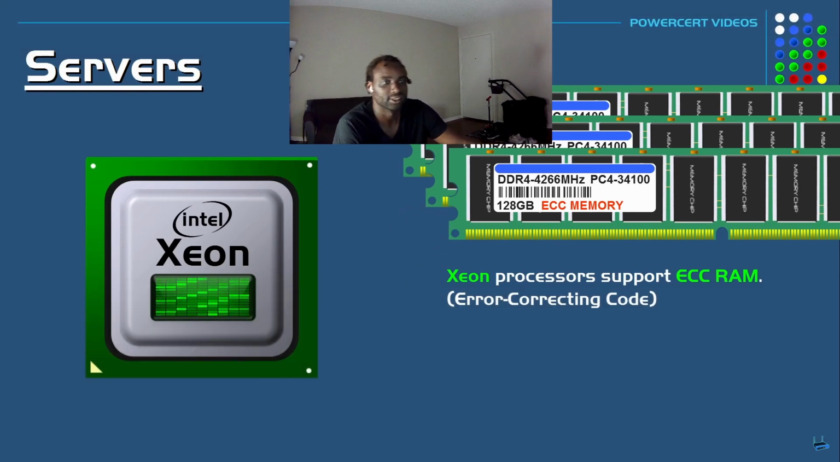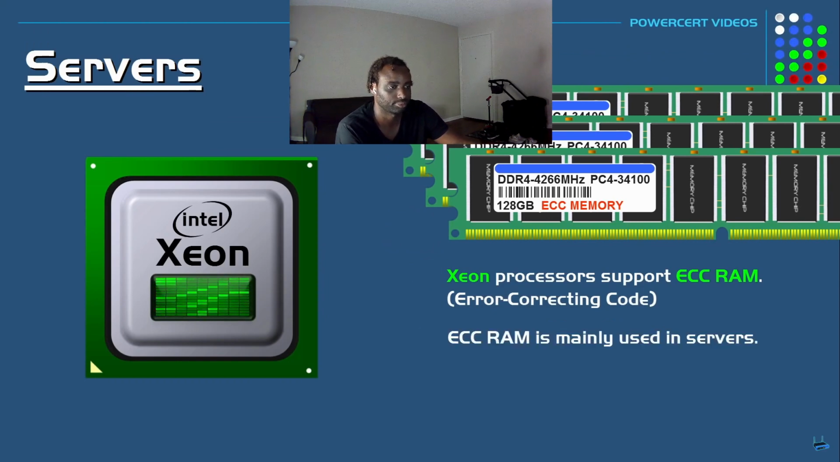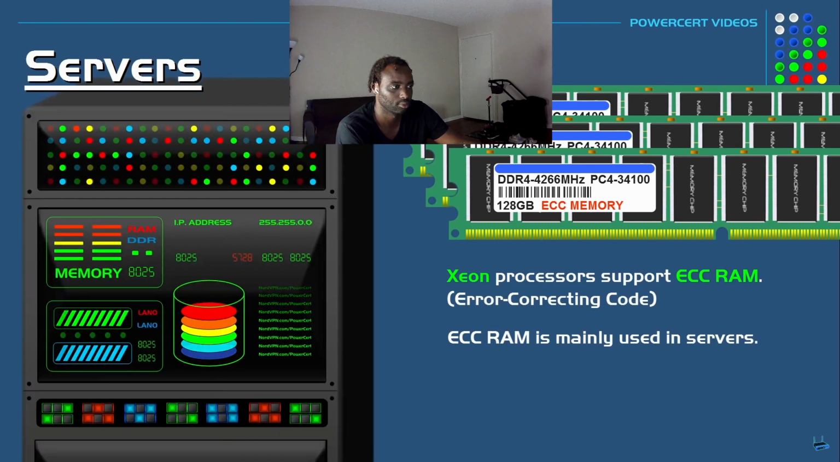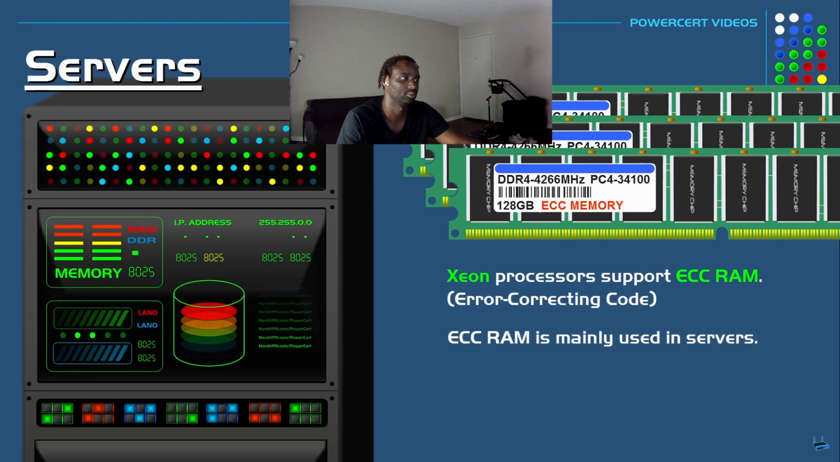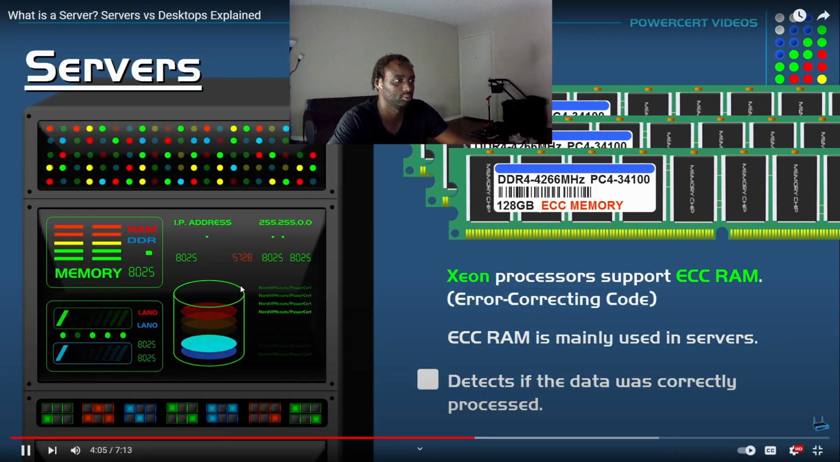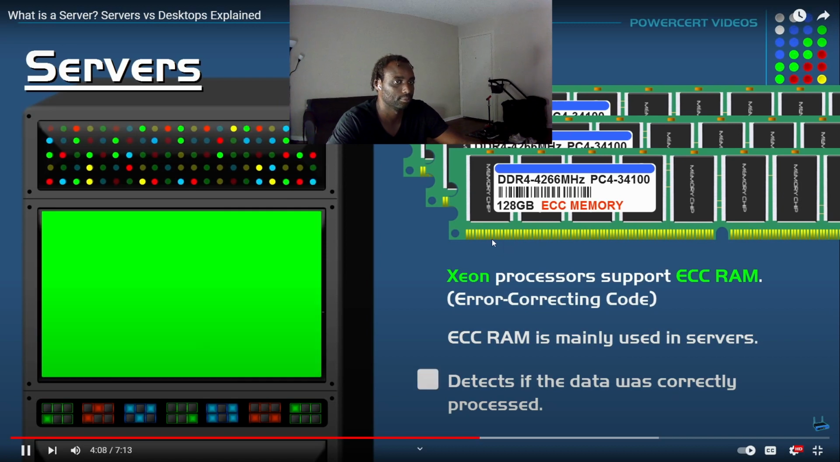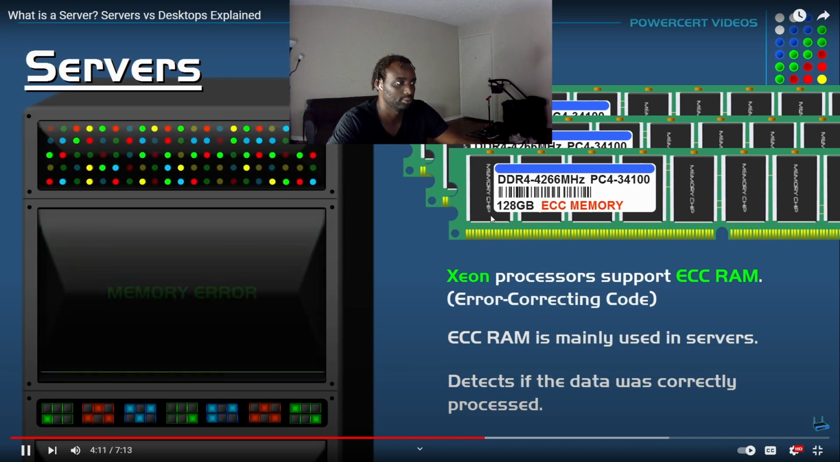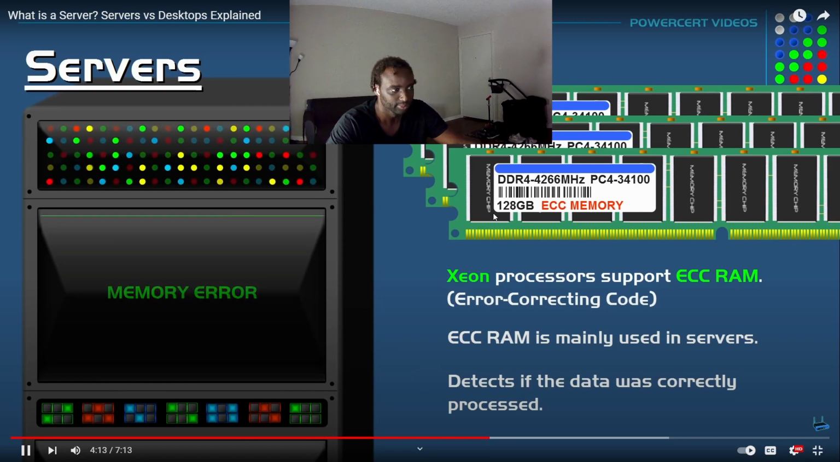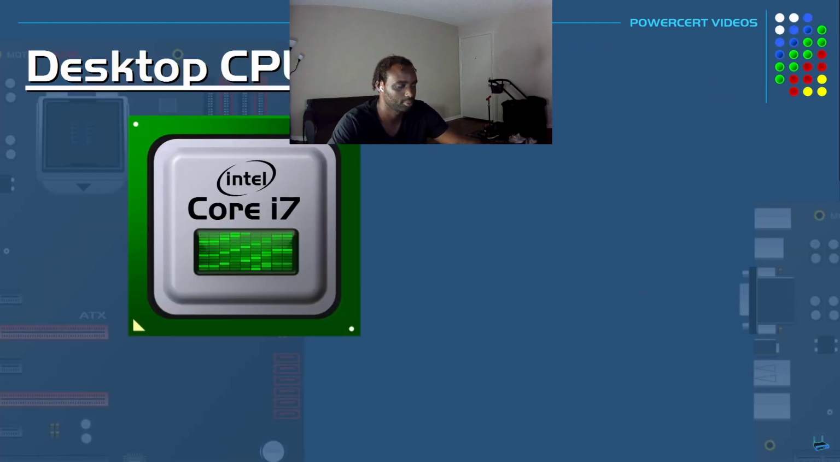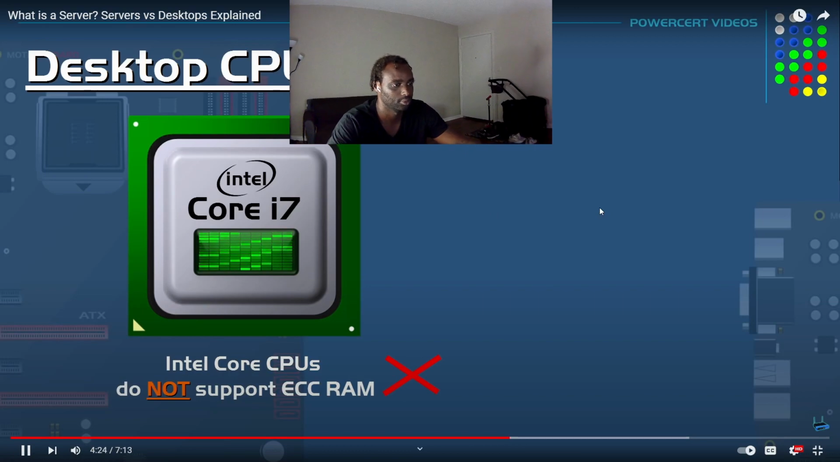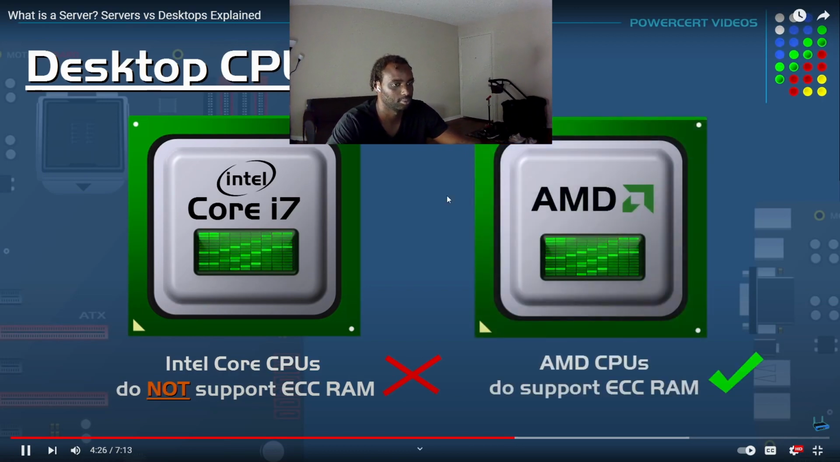ECC RAM, which is error code correcting memory. And this type of memory is what's mainly used in servers. Now, servers need to be up and running at all times, and memory errors could bring down a server. And what ECC does is that it detects if the data was correctly processed by the RAM module, and it makes a correction if it needs to, to prevent memory errors. So using ECC memory in servers is just an extra precaution to guard against any errors to prevent a server from shutting down. And Intel Core processors do not support ECC RAM. However, AMD processors do support it.